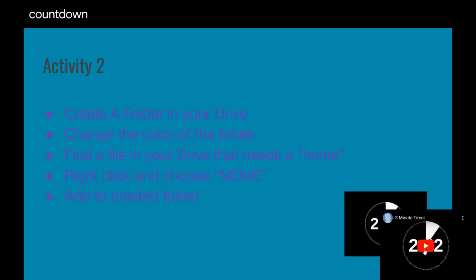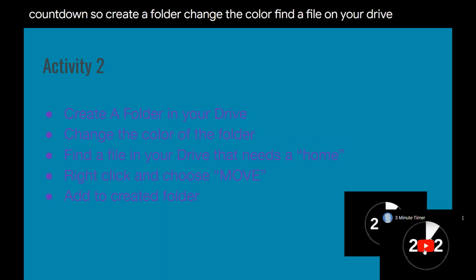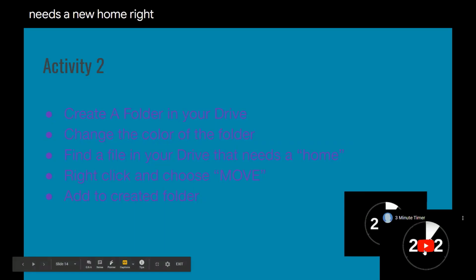So create a folder, change the color, find a file in your drive that needs a new home, right click, choose move, add it to the folder, or you can drag and drop. 3 minutes. Ready, set, go.